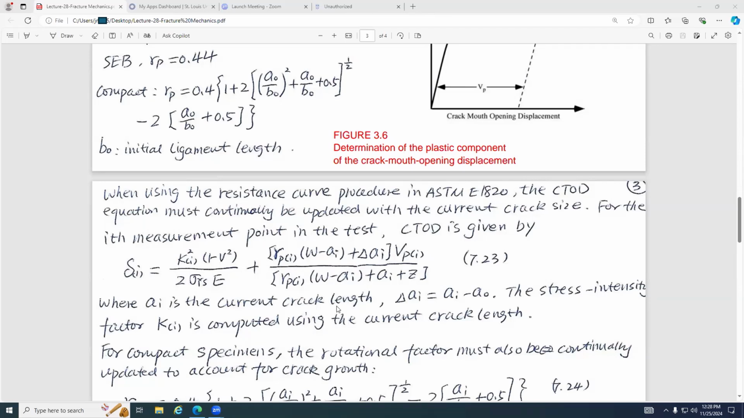Ai is the current crack length, and you are interested in delta ai, the crack growth, which equals the current ai minus the original ai. This is the crack length. The stress intensity factor Ki is computed using the current crack length. Keep in mind, i here is the step.